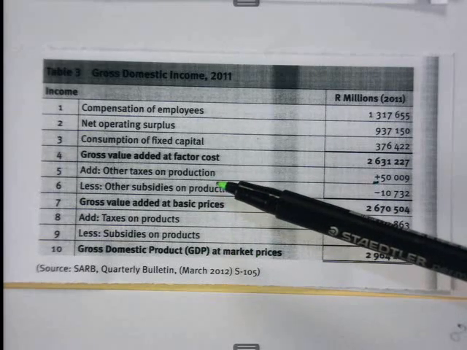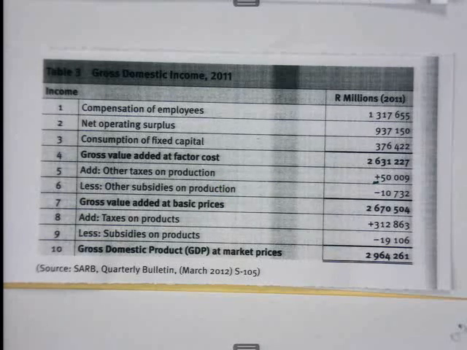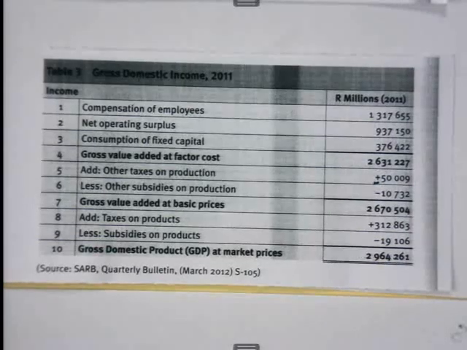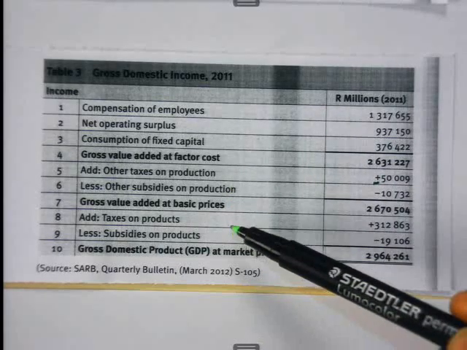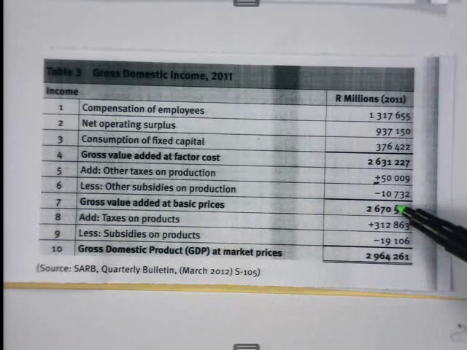We need not confuse this with the gross value added method, which is the production method. There we only focused on the primary sector, the secondary sector, as well as the tertiary sector. But with regard to the income method, we only focus on the income received by the participants who took part during the production process. So there's tax on production as well as subsidies on production. And that is going to give us gross value added at basic price.